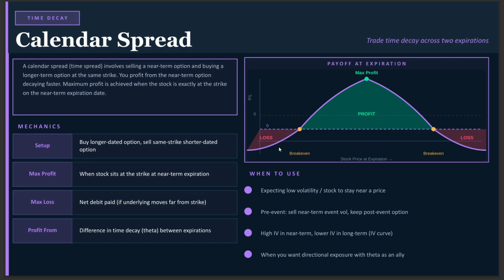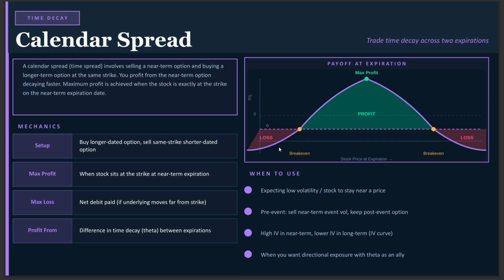So if I think NBIS is going to be 110, I'm going to be selling the 110 expiring this week, and I will buy the 110 expiring in 45 days. And that is what is called a calendar spread. If we're expecting low volatility and we expect price to stay near our strike, then a calendar spread is for you.